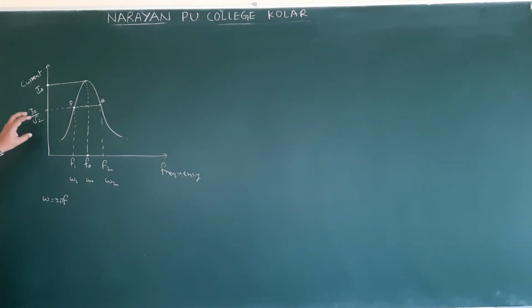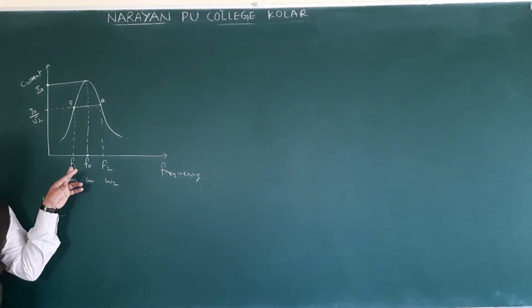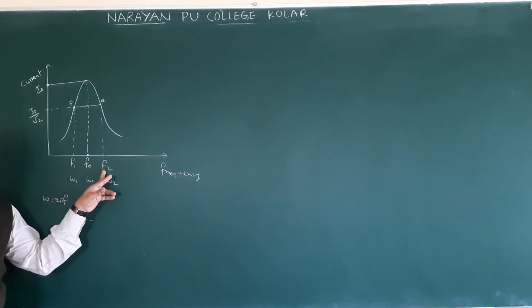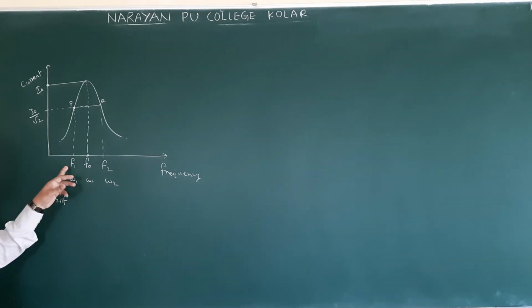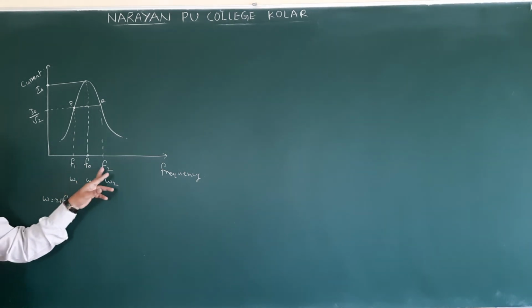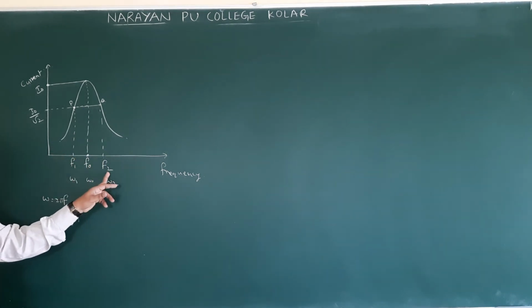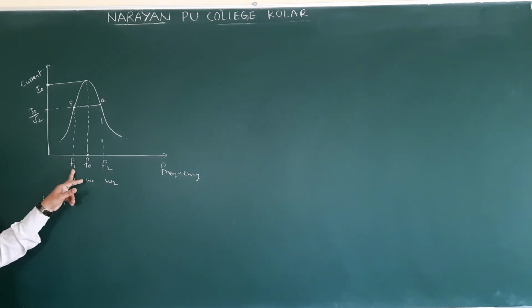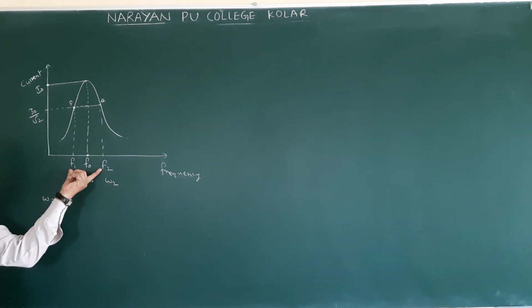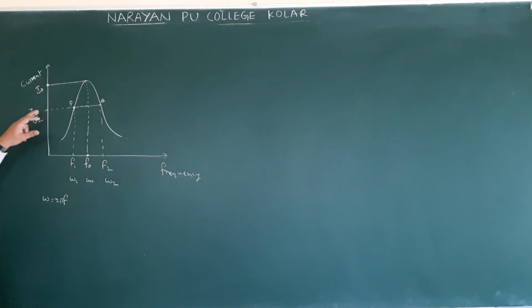So mainly we are discussing half power frequencies and bandwidth. Why do we call these two frequencies f1 and f2 half power frequencies? Now f1 and f2 we call half power frequencies. f2 is more and f1 is less. At two different frequencies the current becomes the same, that is I naught by root 2. So the current becomes 1 by root 2 times I naught. What is the value of 1 by root 2?